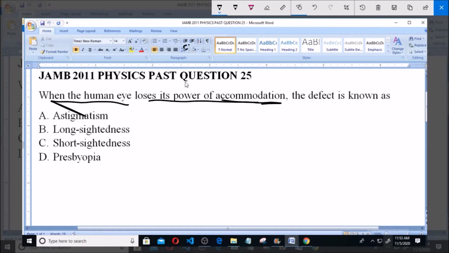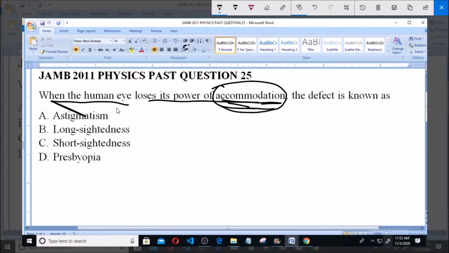Accommodation simply refers to the process or the ability of the human eye to adjust as appropriate in order to view whatsoever image is placed before it, irrespective of the distance. Okay, so that is accommodation.